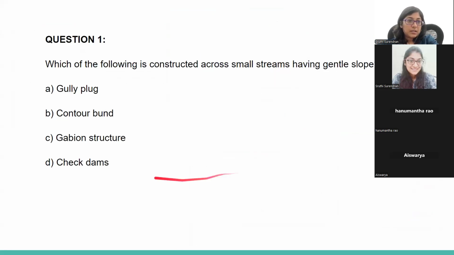So the first question here is about these natural recharge structures. Which of the following is constructed across small streams having a gentle slope?